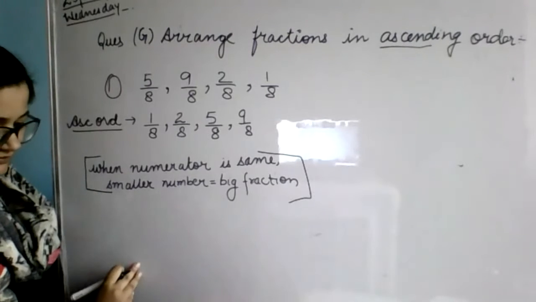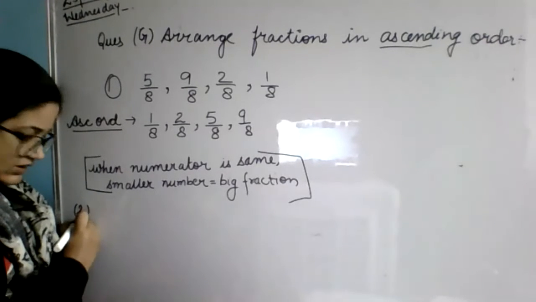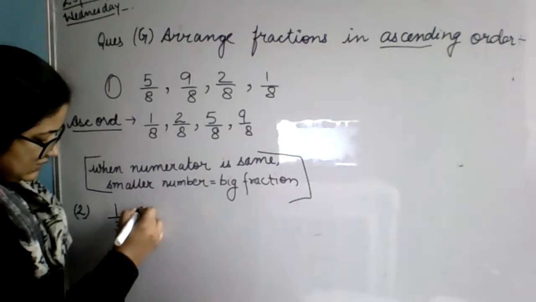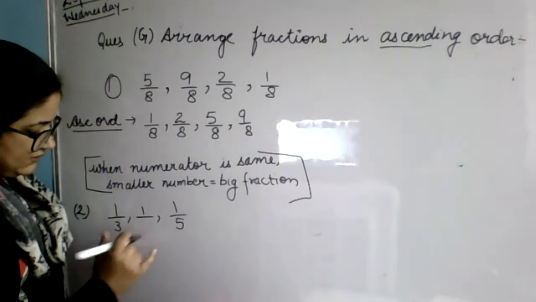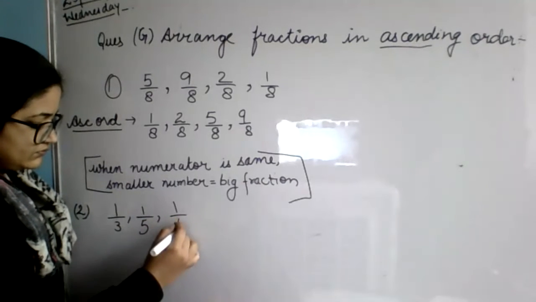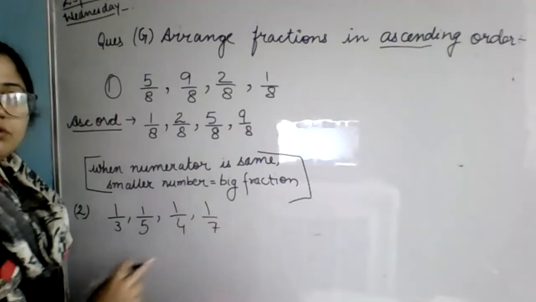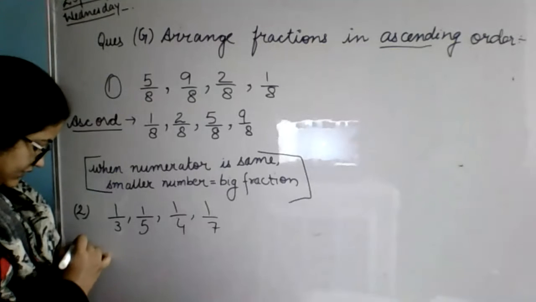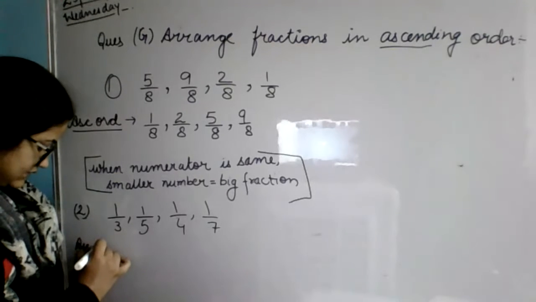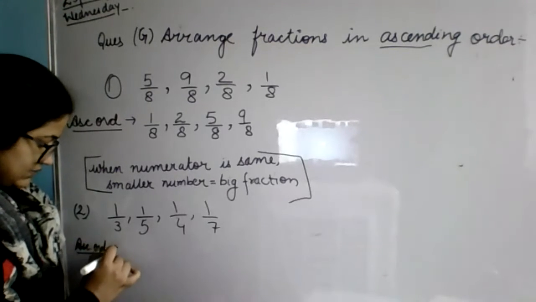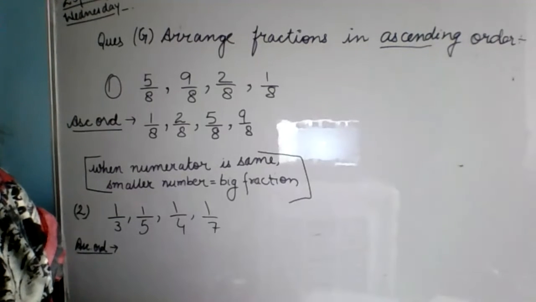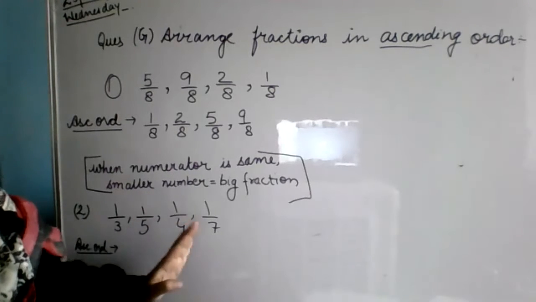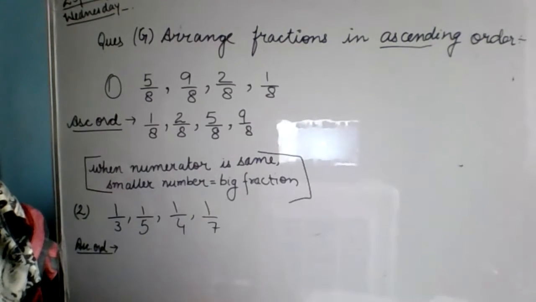Okay. Now I'm going to give you second question. Second question is 1 upon 3, 1 upon 4, 1 upon 5, 1 upon 7. Now again you have to arrange in ascending order, right? Ascending order means bigger one becomes the smaller and smaller one becomes the bigger. Okay, so which is the biggest among this? That will be the smallest.